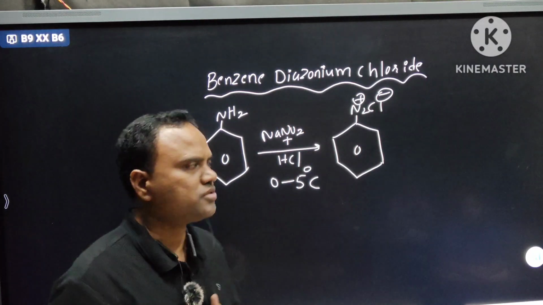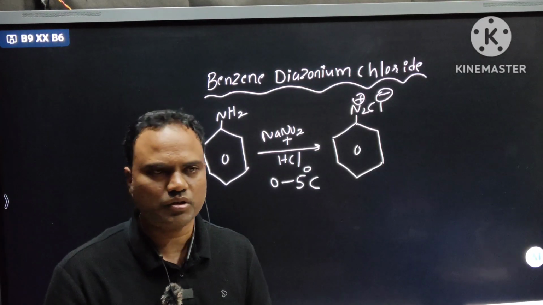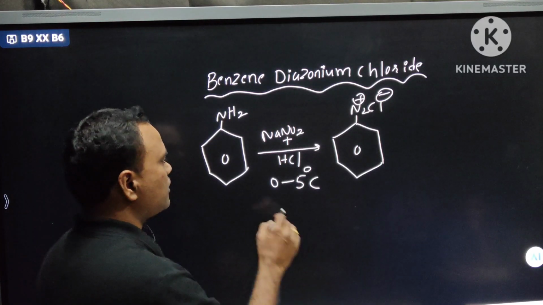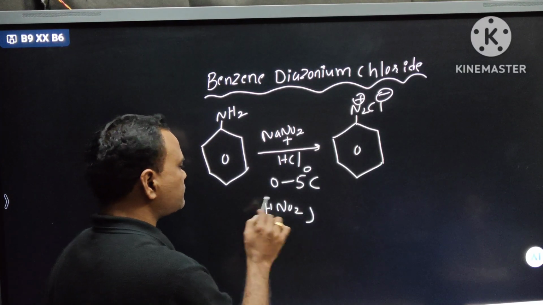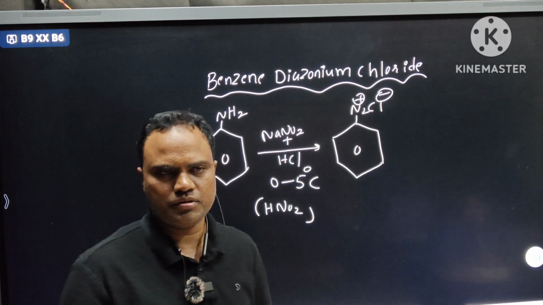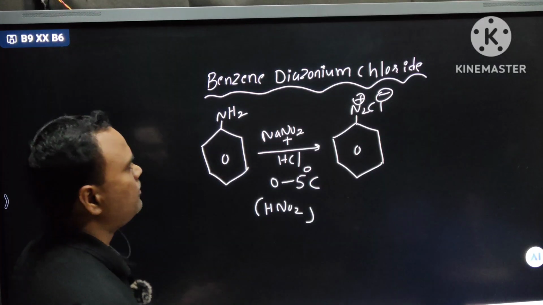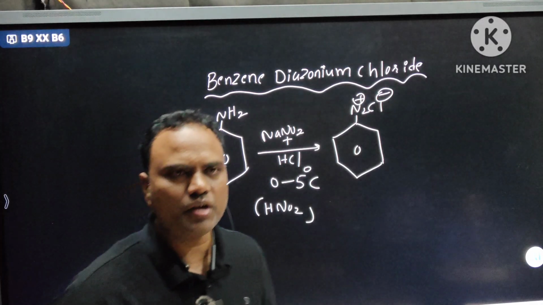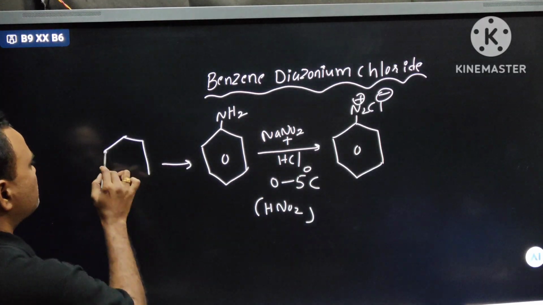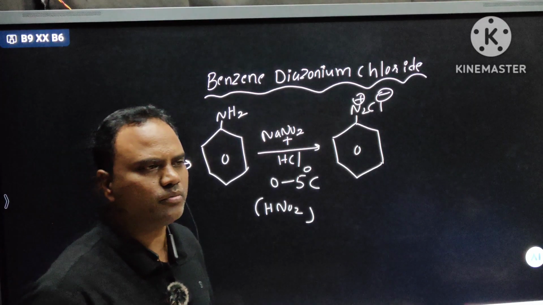Preparation of benzene diazonium salt from aniline is carried out by using NaNO2 plus HCl, or we can write it like this also, HNO2, nitrous acid. When we combine these two, we will get nitrous acid. So we can use HNO2 also. We know how to get aniline also. How to get aniline from nitrobenzene? Tell me. What is the reagent?